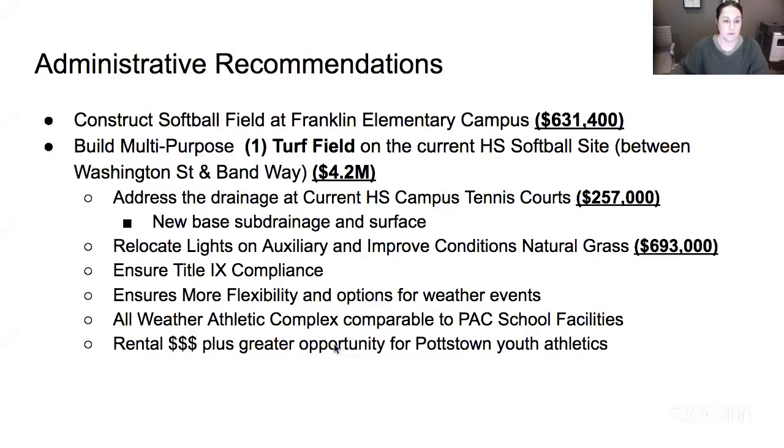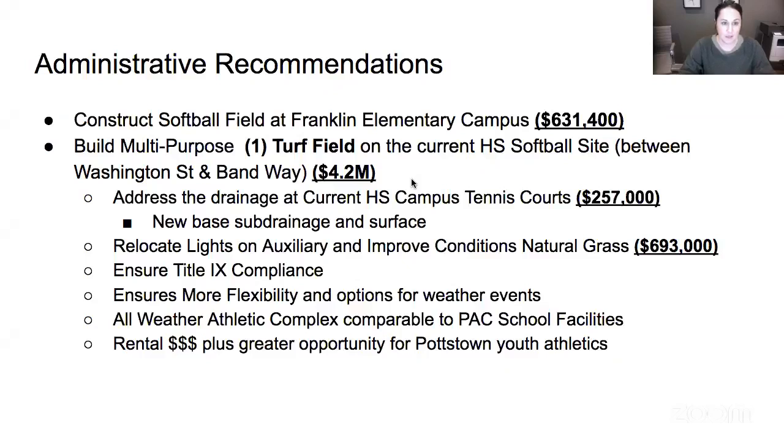Okay, so at this point, our recommendation, if we were looking to make these field upgrades, would be to construct the softball field at Franklin Elementary. As you can see, it's the cheapest option, $631,000. I believe it would be the least disruptive to the amount of earth that needs to be configured. It's already pretty flat. Mr. Willauer can probably speak to a few more of the reasons why it would be preferred that it be at Franklin.